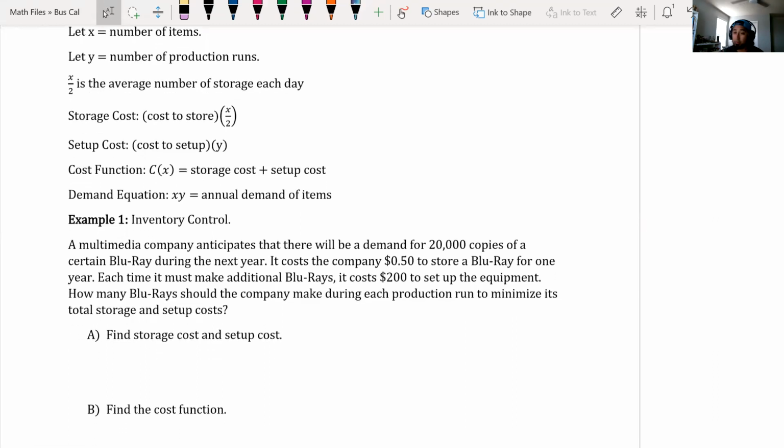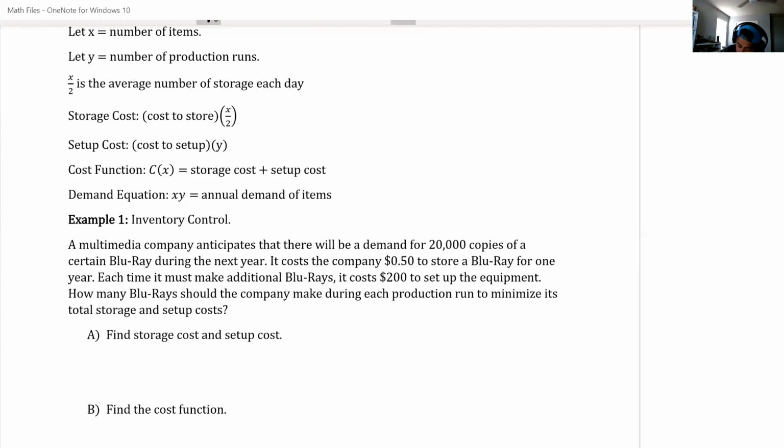For number 1, a multimedia company anticipates a demand for 20,000 copies of a certain Blu-ray during the next year. It costs the company 50 cents to store a Blu-ray for 1 year. Each time it must make additional Blu-rays, it costs $200 to set up the equipment. How many Blu-rays should the company make during each production run to minimize its total storage and setup cost?